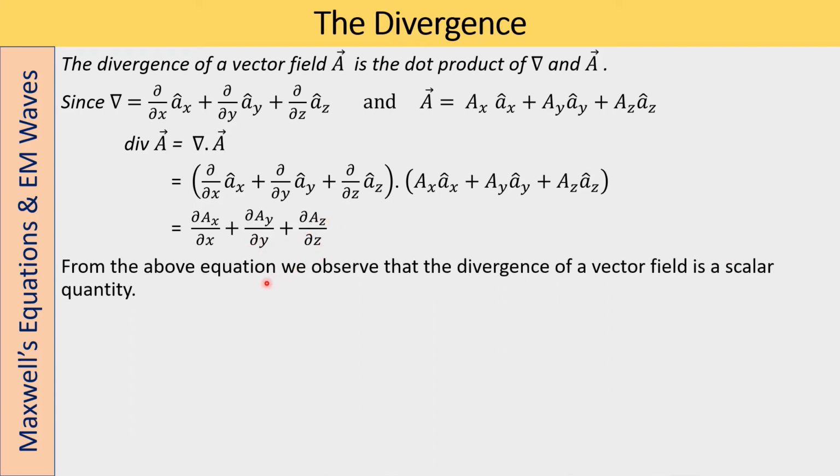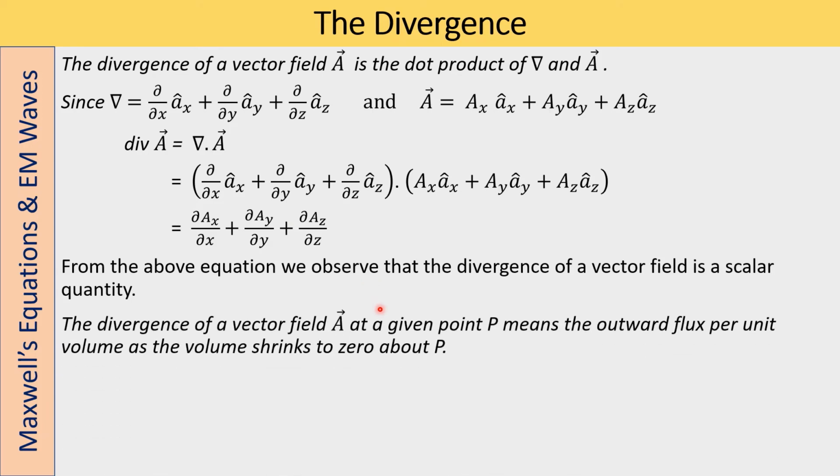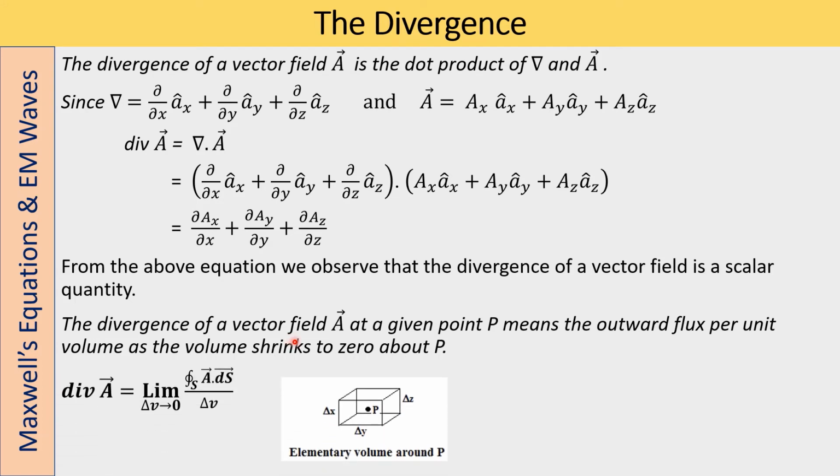From the above equation, we observe that the divergence of a vector field is a scalar quantity. The divergence of a vector field A at a given point P means the outward flux per unit volume as the volume shrinks to zero about P. In order to obtain that, we consider a parallelepiped of volume delta V, so delta x into delta y into delta z is equal to delta V.